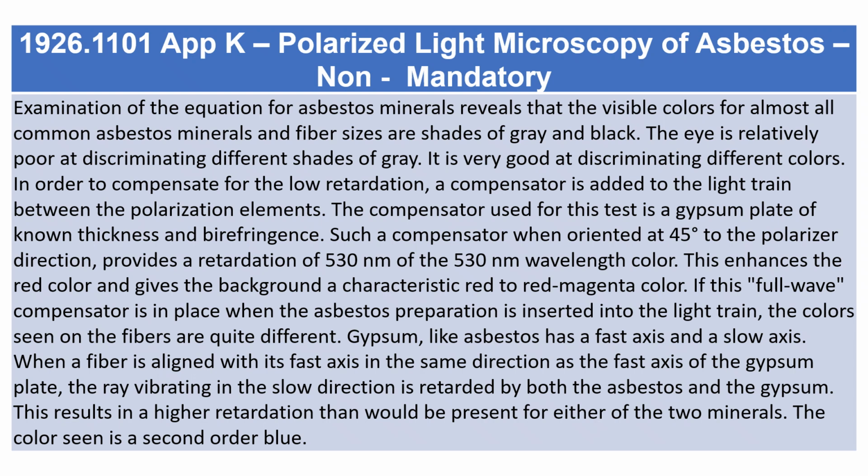This enhances the red color and gives the background a characteristic red to red-magenta color. If this full-wave compensator is in place when the asbestos preparation is inserted into the light train, the colors seen on the fibers are quite different.